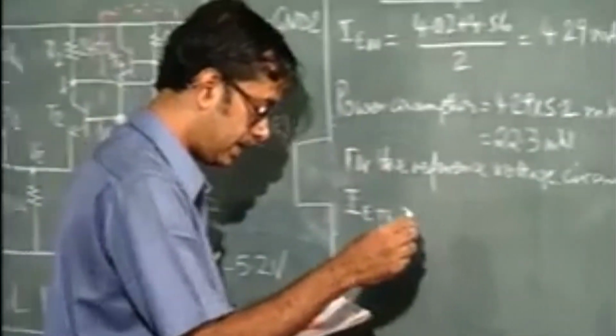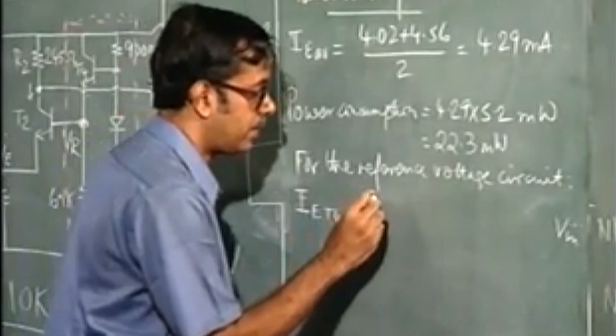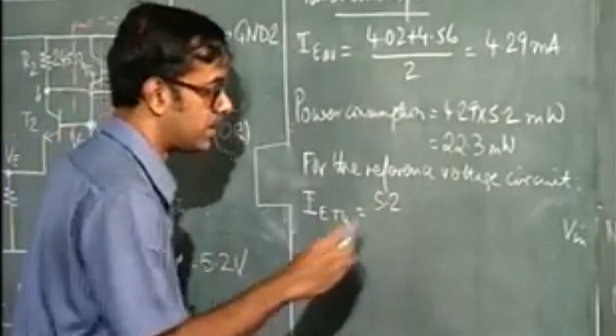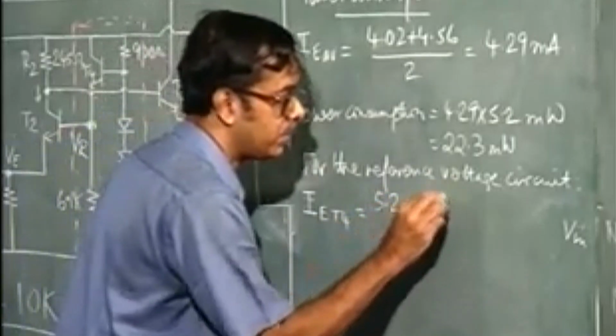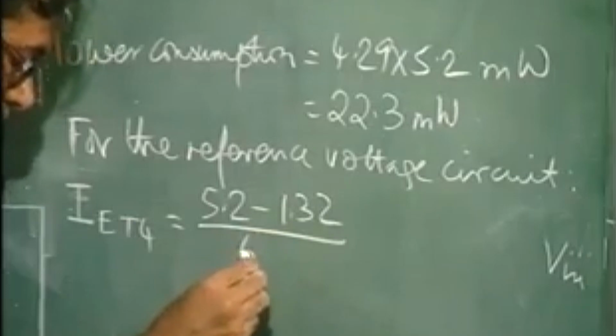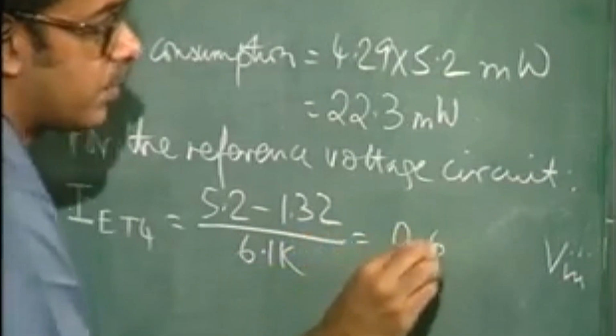So, that is the difference between the reference voltage and the supply. So, 5.2 minus 1.32, that is the drop across that resistance, divided by 6.1 K, that is equal to 0.64 milliamperes.